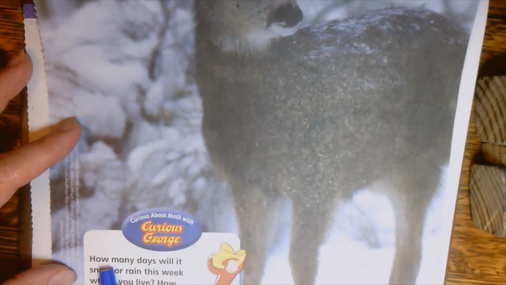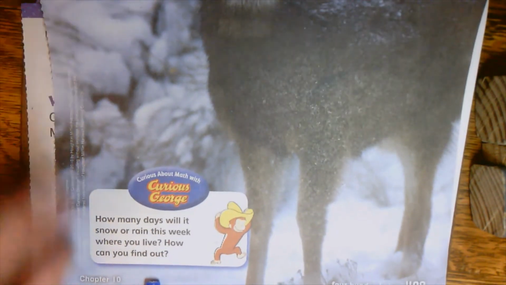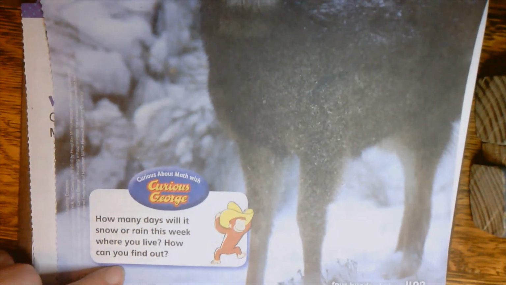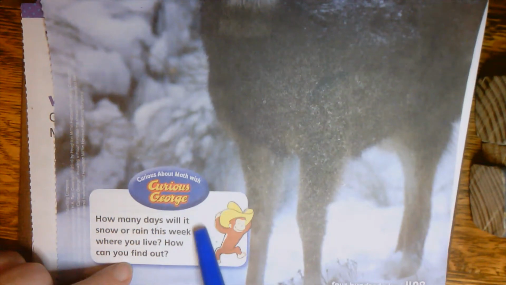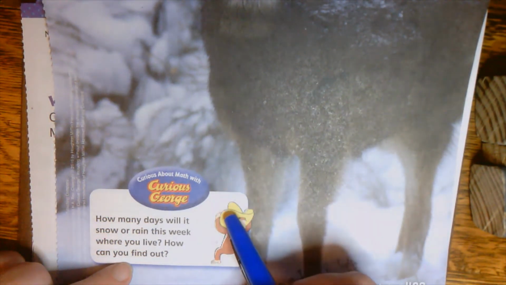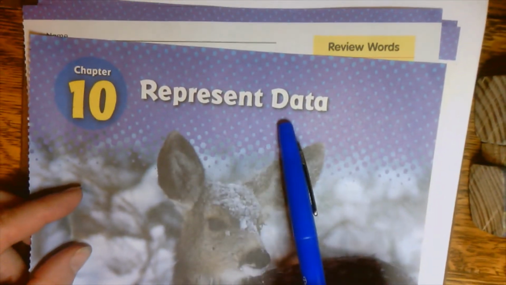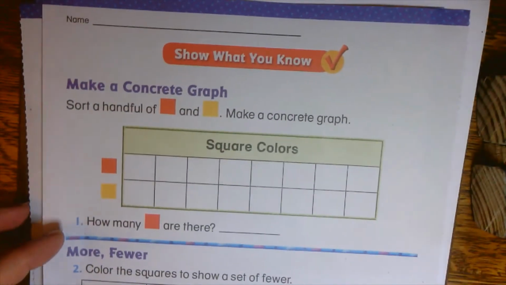So down here, how many days will it snow or rain this week where you live? How can you find out? Well, we could look at the weather forecast, but really when we're talking about data, we're not looking at what they say is going to happen. We're looking at what did happen. We're going to record that information. So if you're wanting to know about snow and rain this week, you're actually going to watch as we go through the week and you would write down how many days it snows and how many days it rains. And then you might represent that in something like a graph or a chart. And that's what we're going to take a look at here on the next couple of pages.